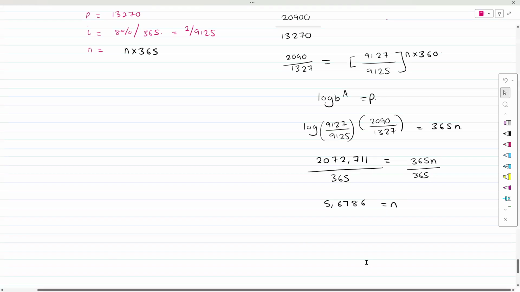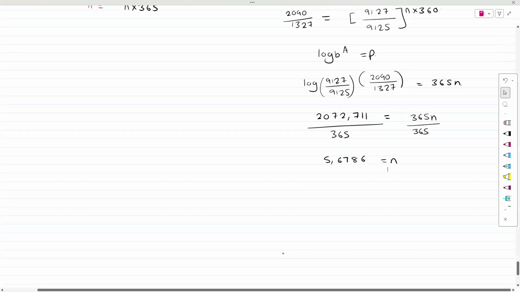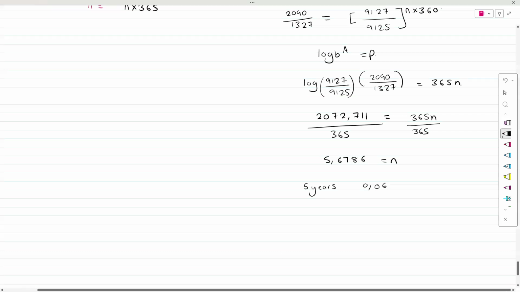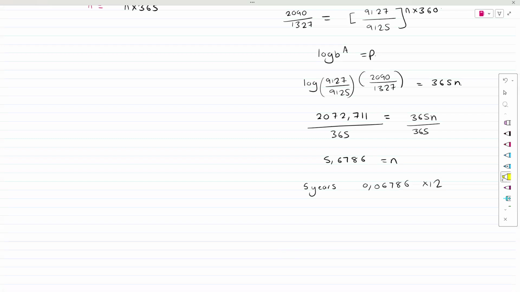But they wanted it in months. Now, one of my students asked me, how do we get in months? Generally, you would take 5 years, and you would take whatever's left over. So 0.6786 and times it by 12. I do think this number's off because of the decimals, but I do want to double check.